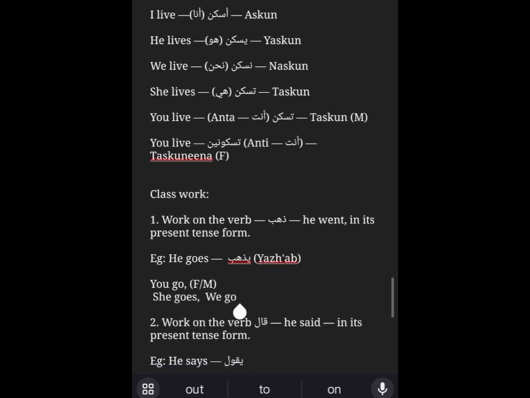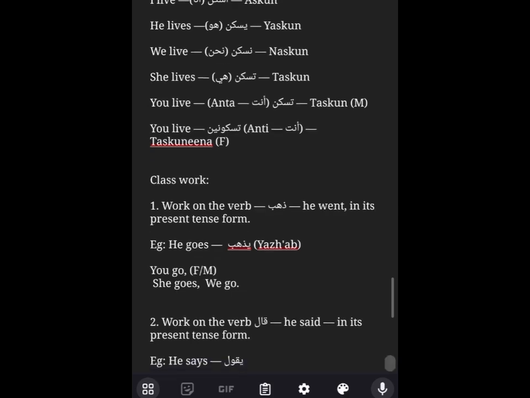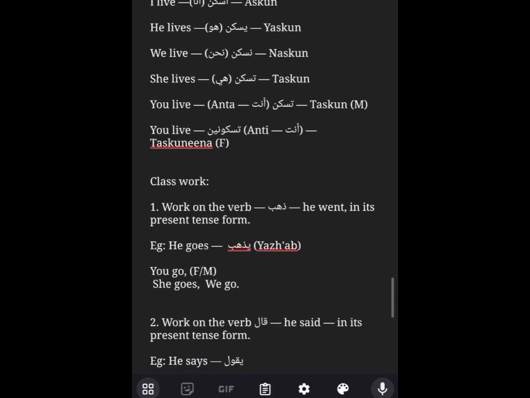And the second classwork which you're going to work on is قال. You work on the verb قال in that manner. I'll give an example here: يقول, he says. So you're going to do she says, you say, we say, you say for feminine in that manner. So please ensure that you do this and you give your solution in the comment section.